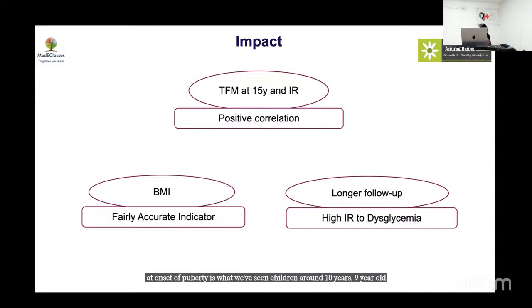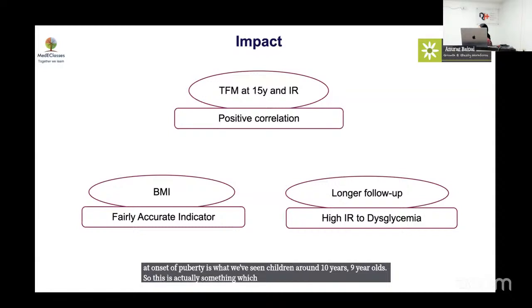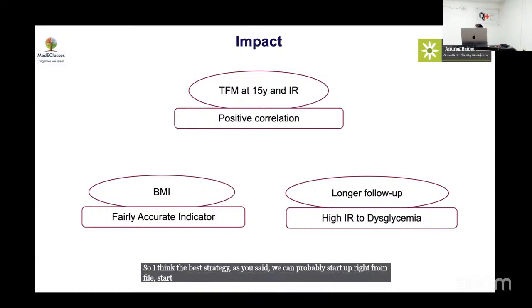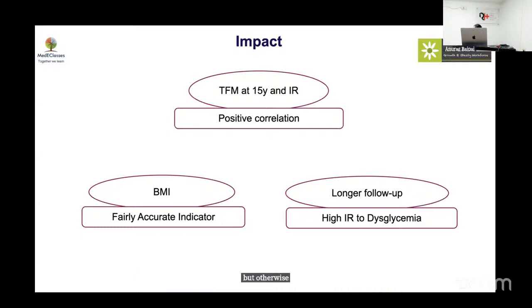So this is actually something which was done very late. So I think the best strategy, as you said, is that we can probably start right from 5, start monitoring. If somebody is falling off the chart by 8, 10, we have to start intervention. Because otherwise things will start happening by that age. How many of them actually had dysglycemia at 15 years? Did they mention that? Yes, they have.